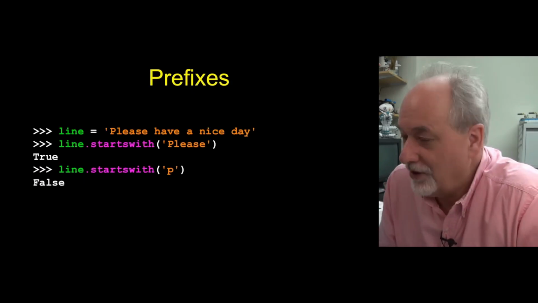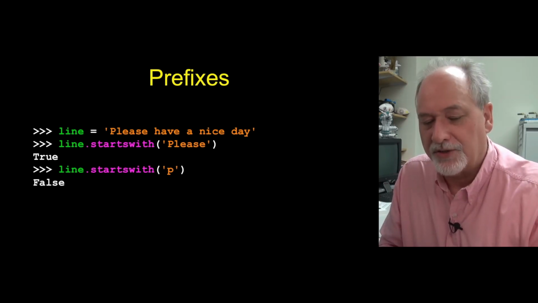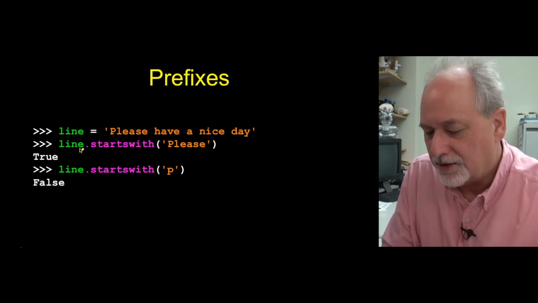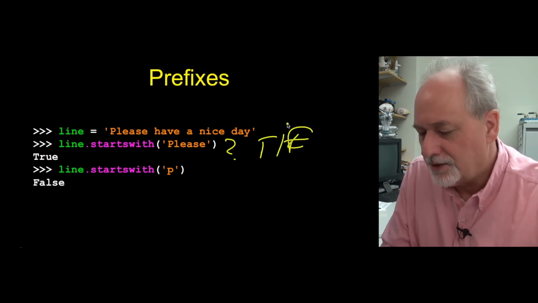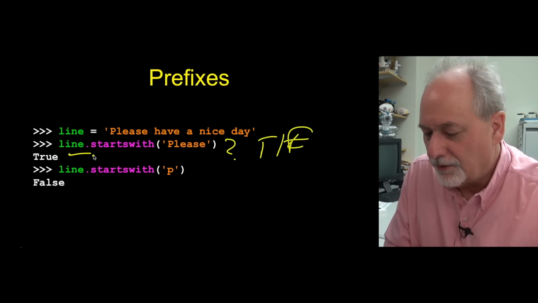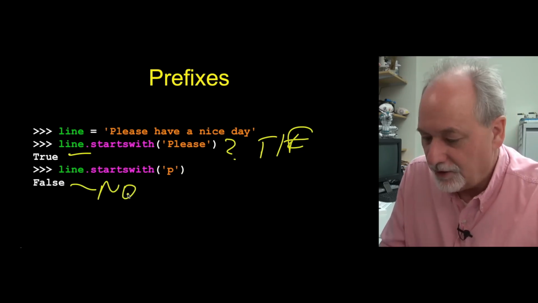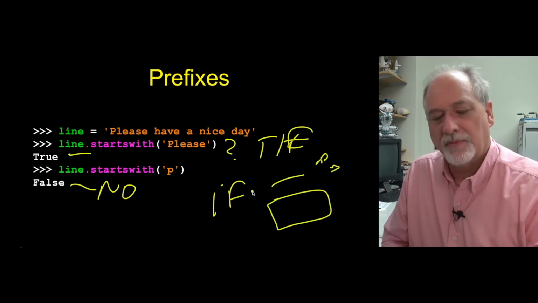We can ask very conveniently, we can say, hey, does this line start with a particular string? And so, you know, line.startswith is a question, going to return a true or a false. Does this line start with please? And the answer is true, it does start with please. Does this line start with a lowercase p? No, it does not. And so again, you'll use this in the context of if something, colon, some block of text, some block of code.